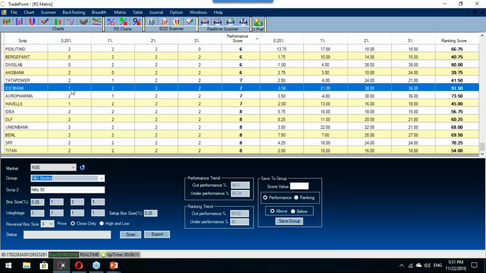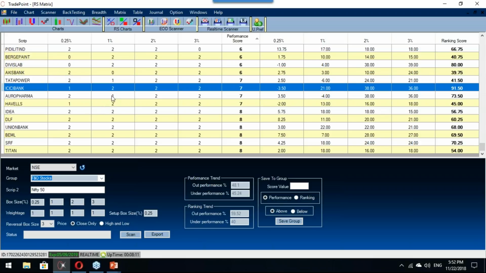Absolutely, the scores can theoretically change once today's price data is updated. Especially in the 0.25% box size, they can probably change every day. Theoretically, I'm speaking. It can change every day, and the 1% will not be prone to such frequent changes. 2% will be very slow to move, and 3% again is going to be very slow to move. But 0.25% will be very dynamic. It can change on any given day. It is quite possible. Does it make sense?